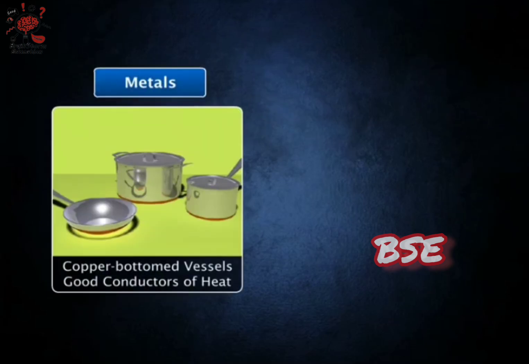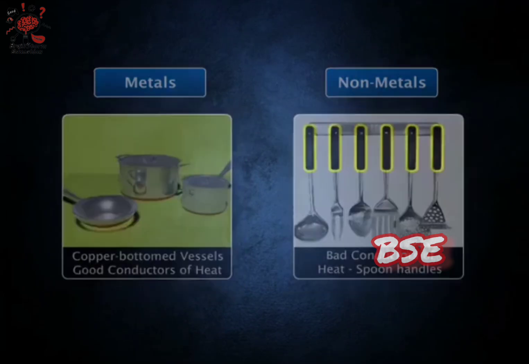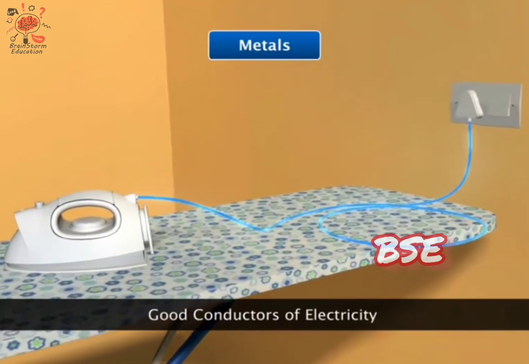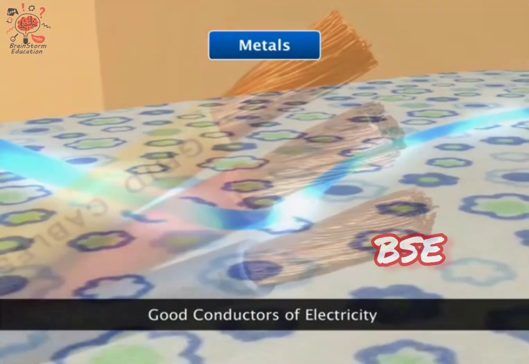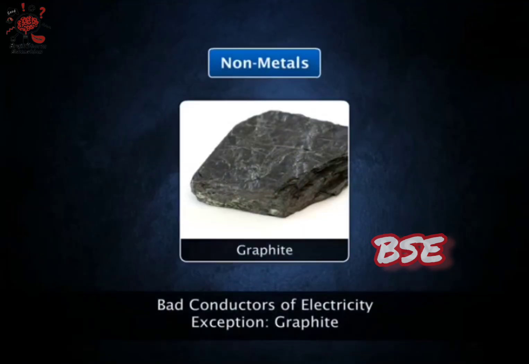Metals are good conductors of heat. Example: copper-bottomed vessels. Non-metals are not good conductors of heat. Metals are good conductors of electricity. Power cables are made of copper or aluminum wires wrapped with insulated material. Non-metals are not good conductors of electricity. Exception: graphite. Do not mark on a circuit board with pencil.